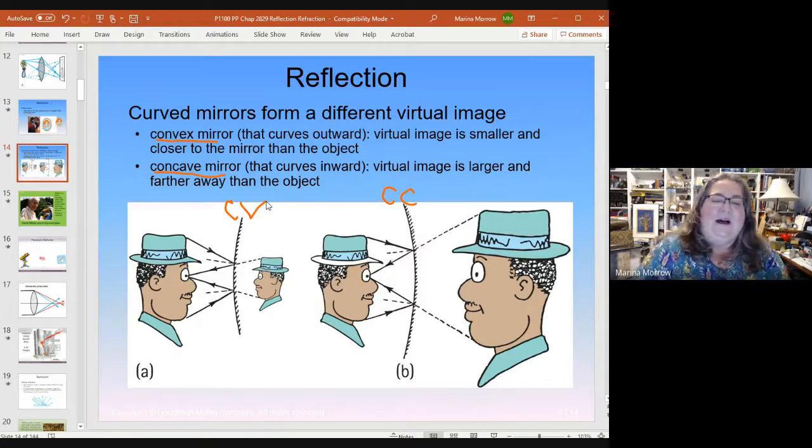And so it's still obeying the laws of reflection, equal angles, but because of the curvature of the mirror, it bends the light away or towards more. So what happens with this is you end up with a virtual image, but it's smaller and it's closer to the mirror. So in other words, the image distance is smaller than the object distance.